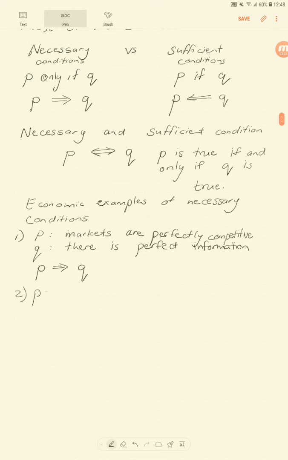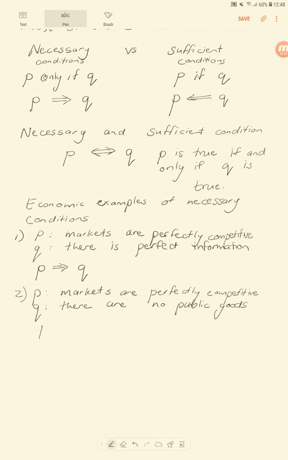If we continue with this, statement P is that markets are perfectly competitive, and statement Q says there are no public goods. We know that markets can only be perfectly competitive if there are no public goods. That means it's a necessary condition for perfectly competitive markets.